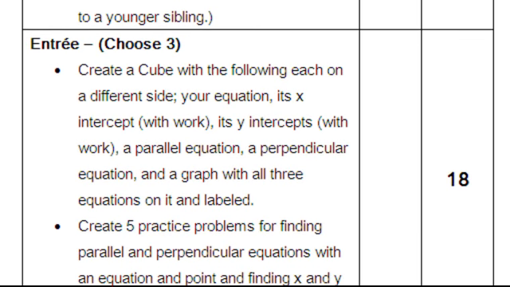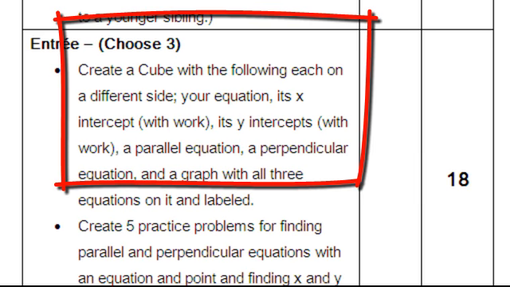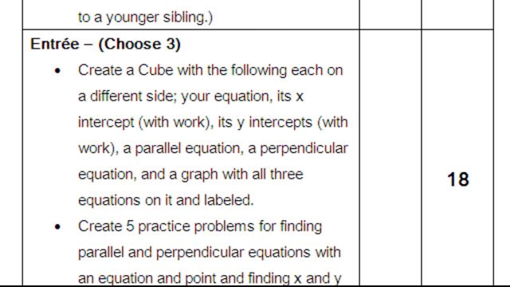The next section is the entree, and you're going to choose 3 of these. So this time you only have to do 3. The first choice is to create a cube, which I have the template for. Each side is going to have something different on it based off of your equation that you created from your appetizer. So the first side, doesn't matter which side, just one of the sides has to have just your equation on it.